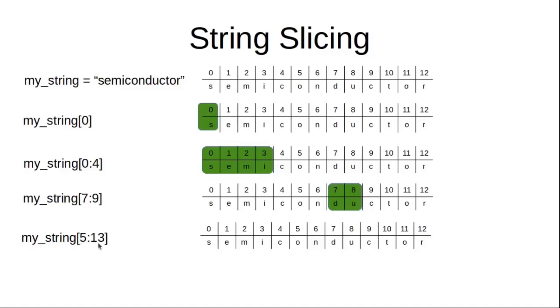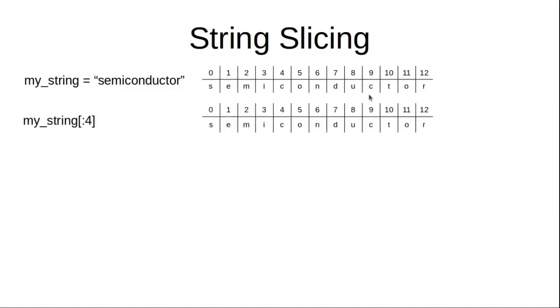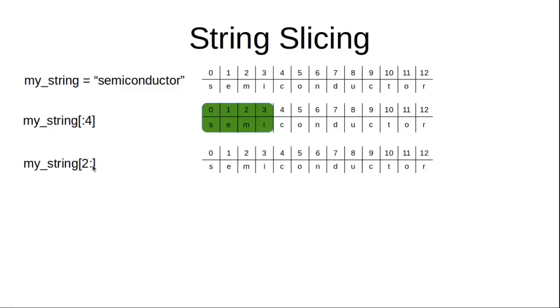I want to make a slicing with my string. Start parameter is 5, end parameter is 13. It will start here and go up to the end. I have the same variable, but I didn't provide any value for the start, and in this case it starts from the beginning. Similarly, I may not provide a value for the end, and in this case it will go up to the end of the sequence.